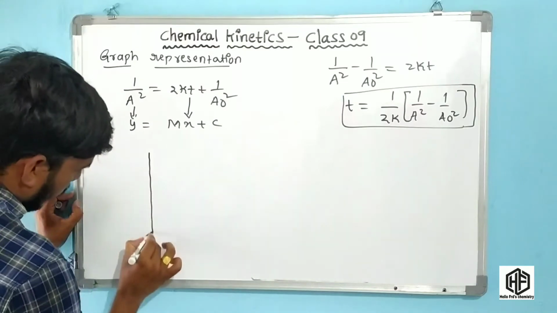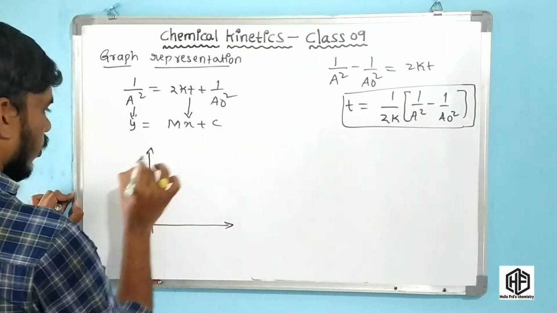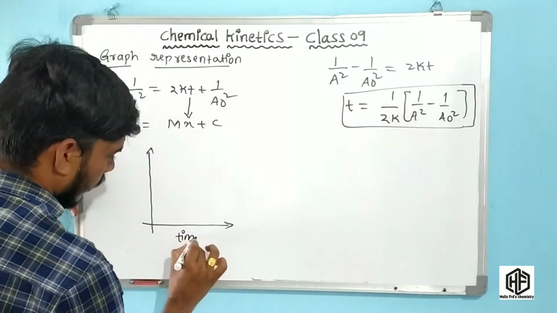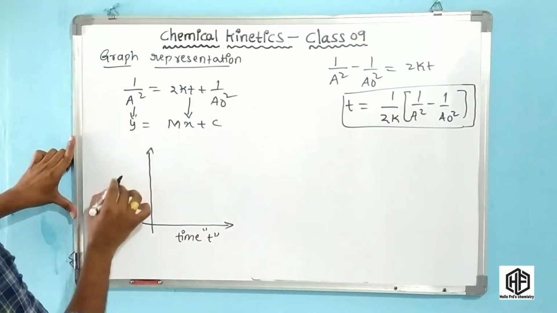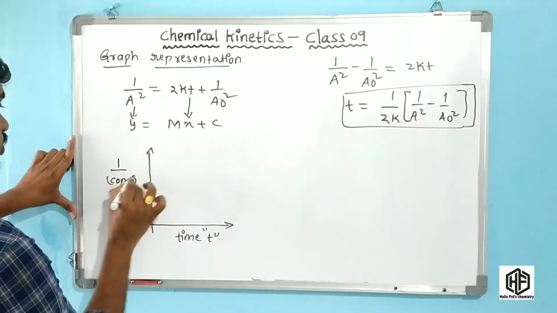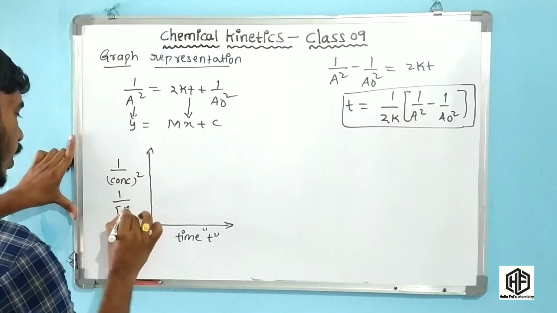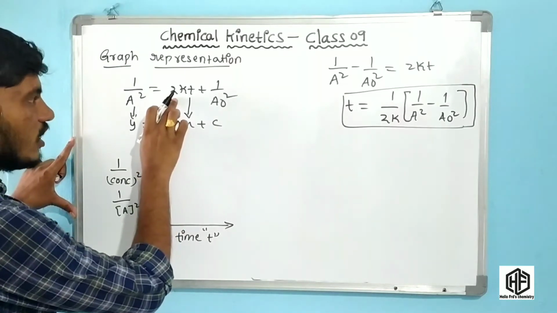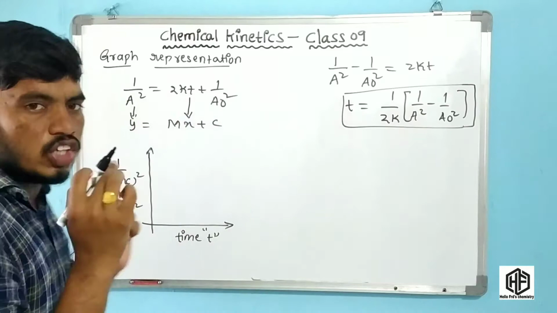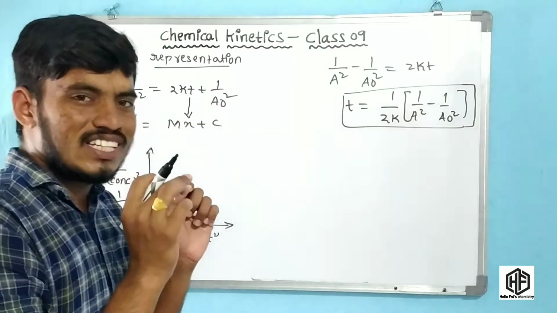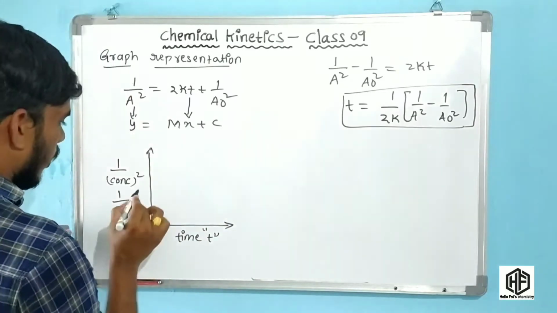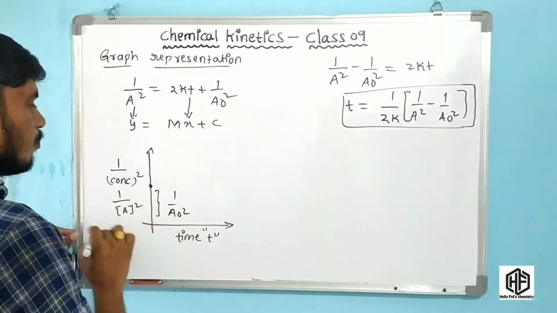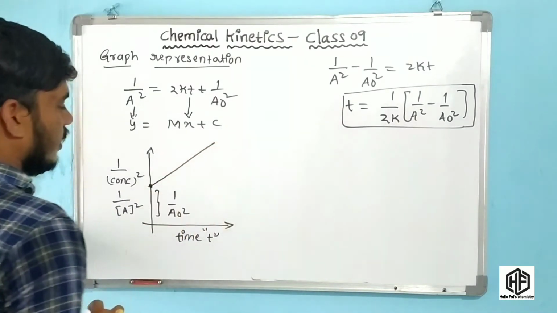Now the graph representation is like this. Friends, this is very important. I represent the x axis as time t, and the y axis as 1 by concentration square, that is 1 by a square. The slope of this integrated rate law of a third order reaction is 2k. It is a positive slope, and 1 by a naught square is the y intercept, which is positive. This is 1 by a naught square, and this straight line is the positive slope.